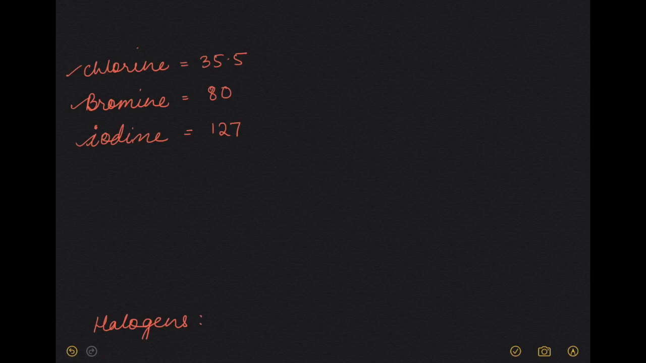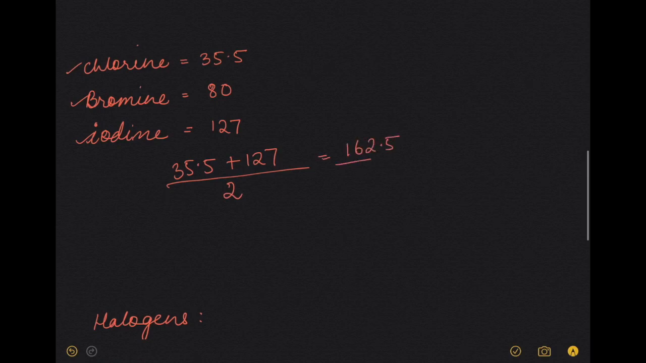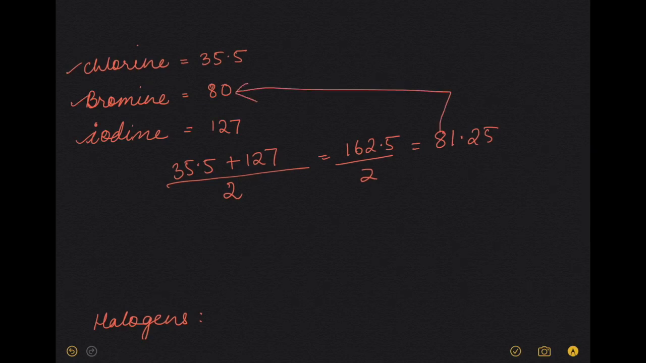So again, if we take 35.5 plus 127 divided by 2, we get 162.5 divided by 2, which is equal to 81.25, which approximately comes to 80. But what happened is this law of triad was discarded.